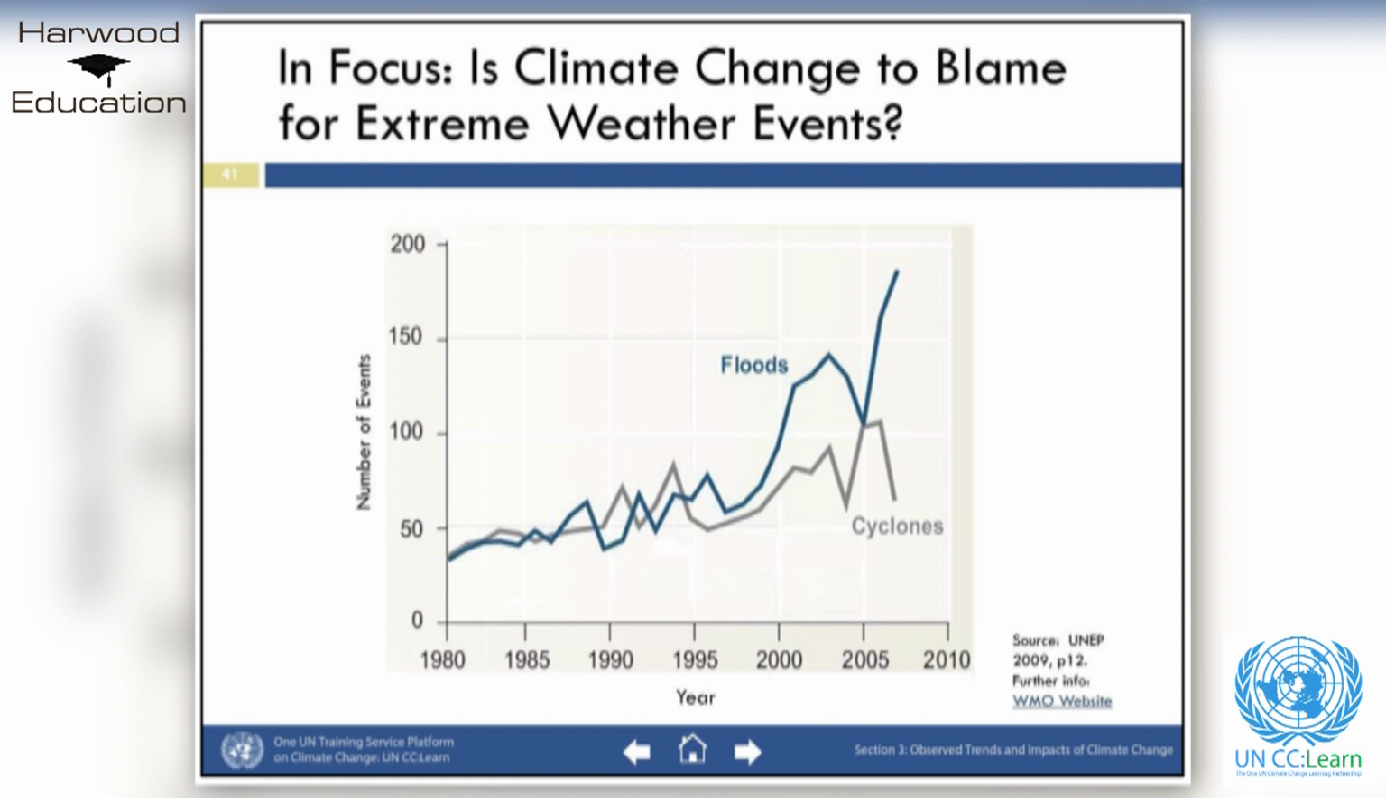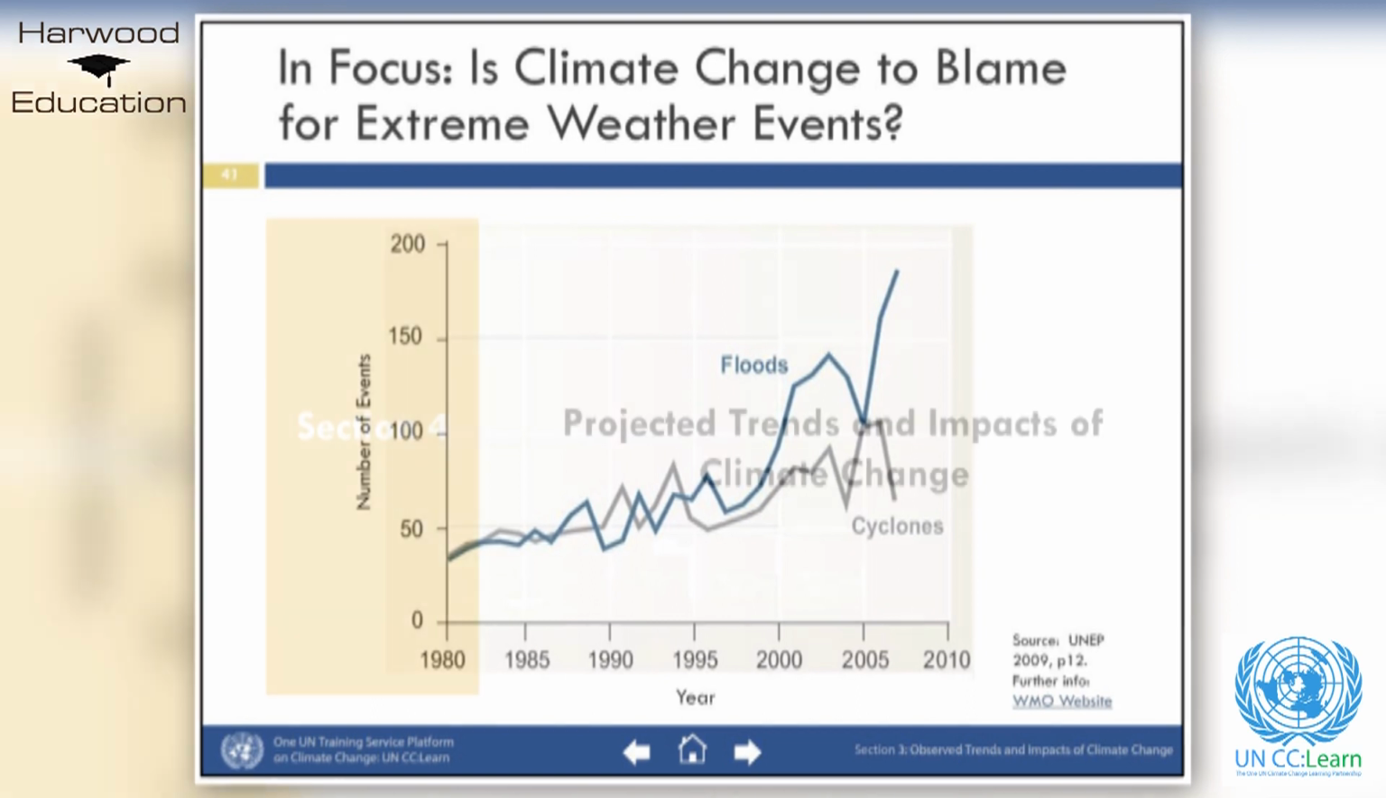However, the high variability in tropical storms and hurricanes over several decades and a lack of systematic high-quality observation before satellite observations make it difficult to detect long-term trends.